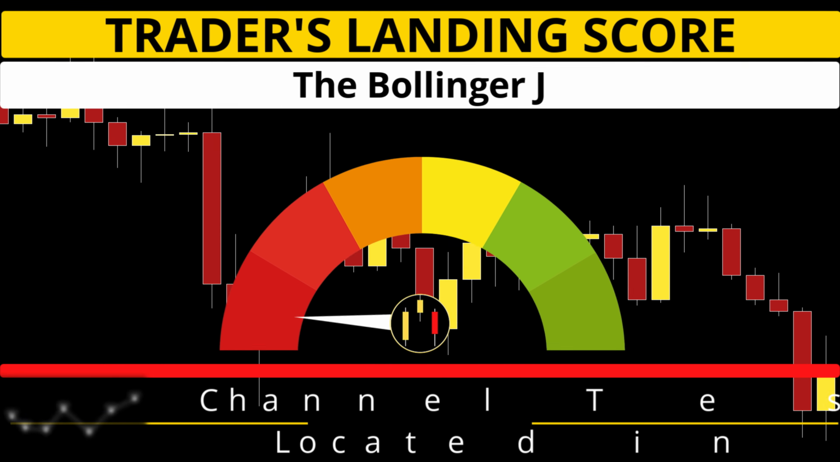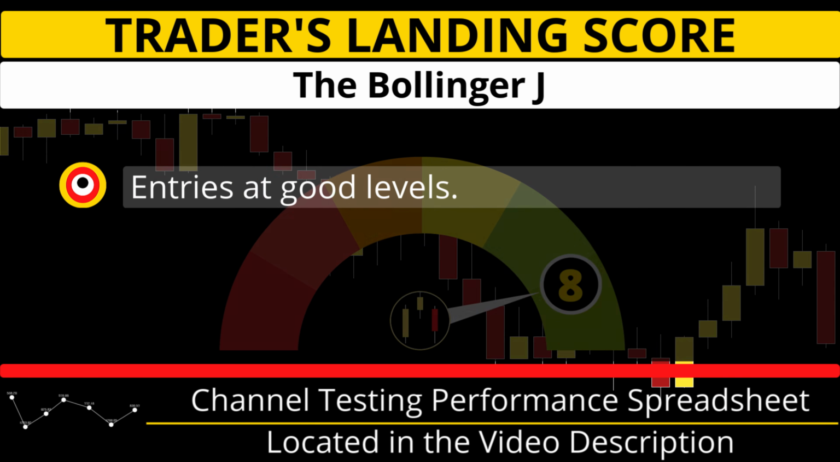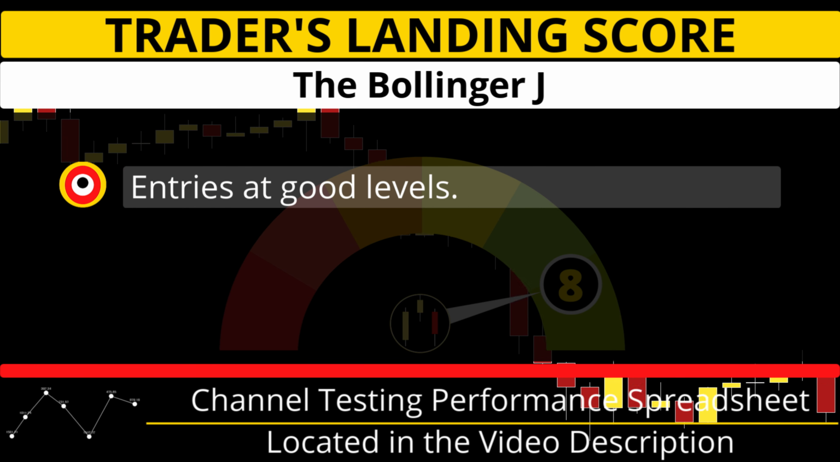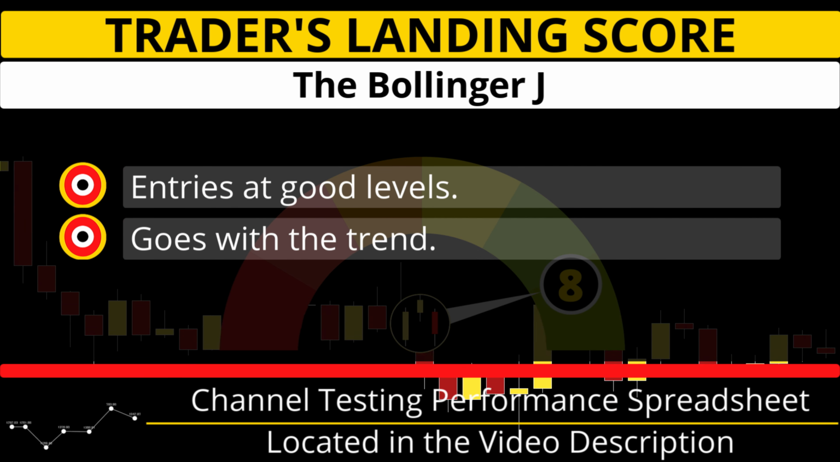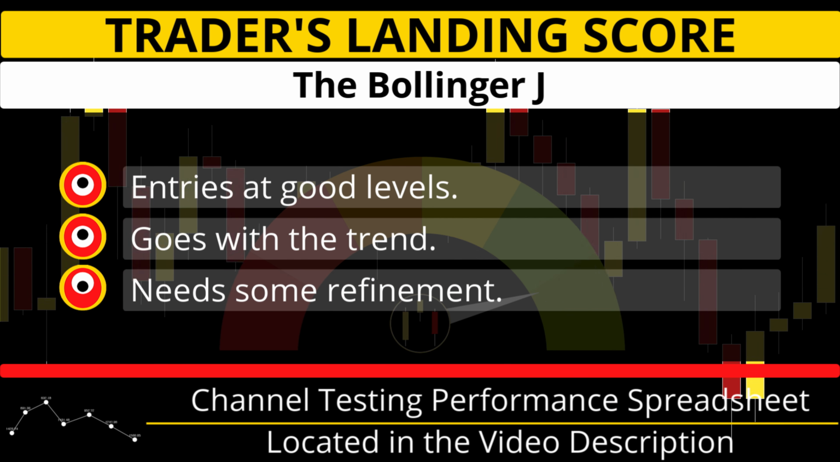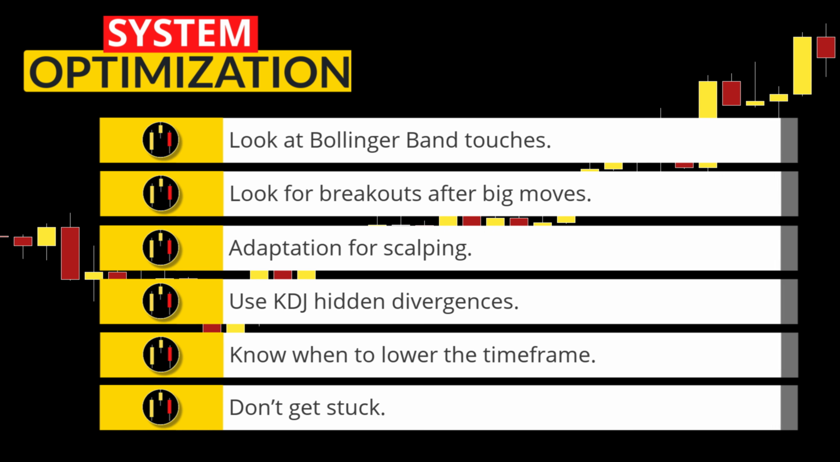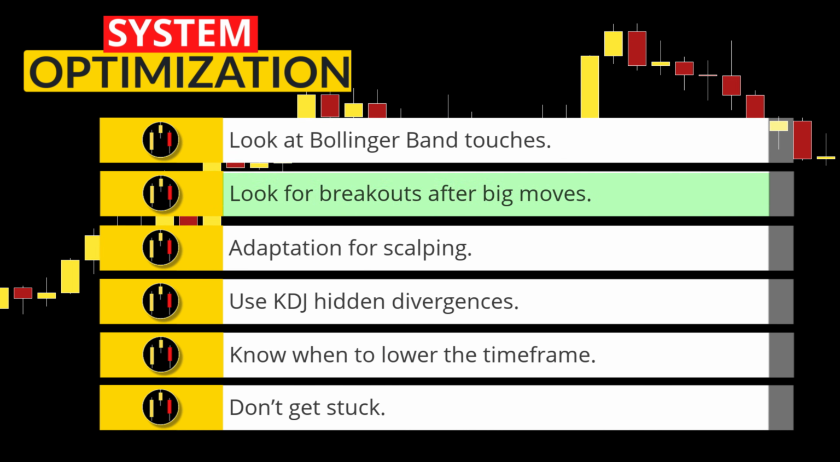I give this system a trader's landing score of 8 because it attempts to get in at good spots in the market using the overriding trend, but you can use some additional filters to filter out false signals. Remember, the enemy of great is good. I have 6 ideas on how we can improve this system.